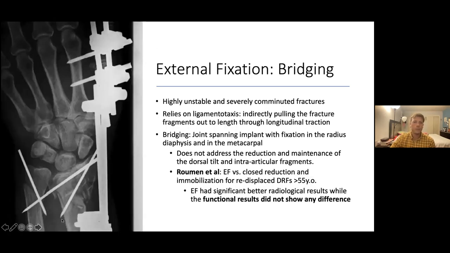Again, the photo comes from the study. This is an example of external fixation with bridging. You can see that there are screws going through the metacarpal as well as the distal radius, going across a joint, which is what bridging means. So this is reserved for highly unstable and severely comminuted fractures. It relies on what we call ligamentotaxis, which is indirectly pulling the fracture fragments out to length through longitudinal traction.